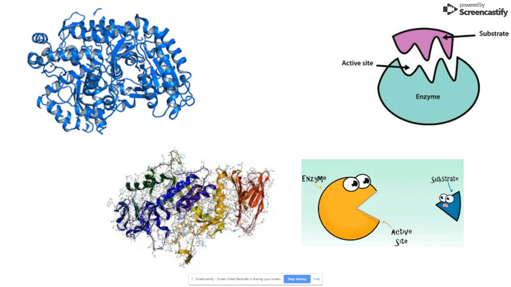There are two theories about how an enzyme binds onto a substrate. The first is the lock and key model, where an enzyme is shaped specifically to fit the substrate. The second is the induced fit model, where they both adjust to fit into the other. Enzymes are very important for maintaining homeostasis in the body.